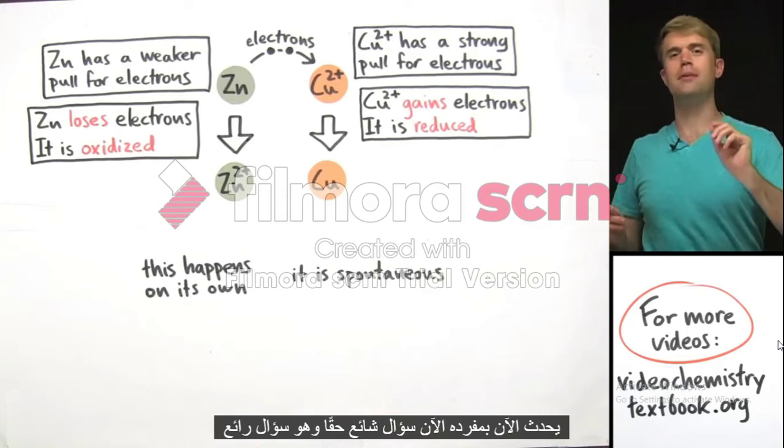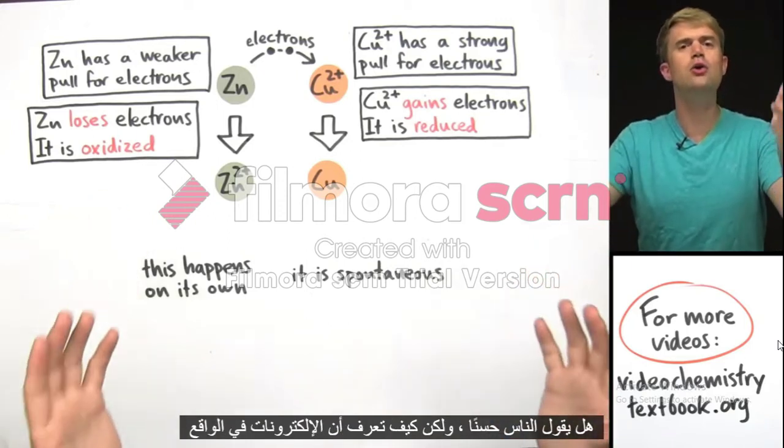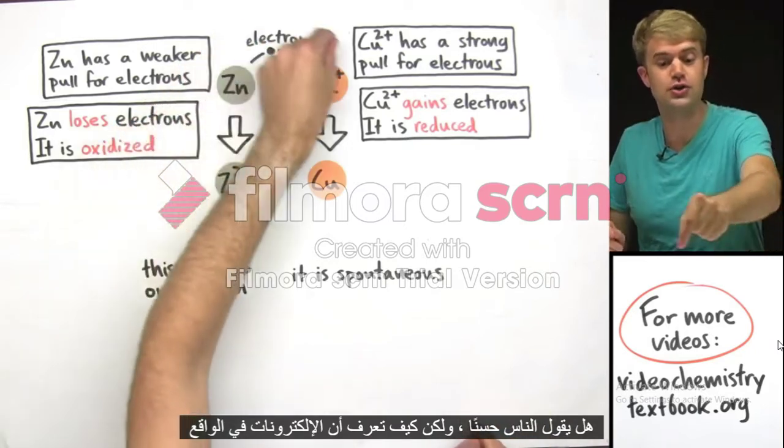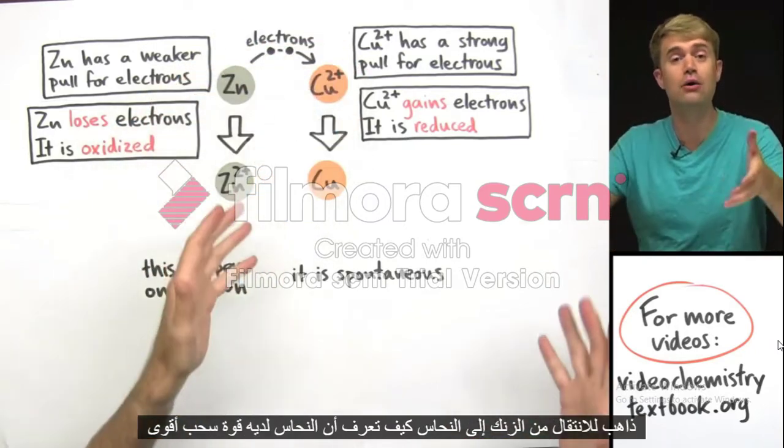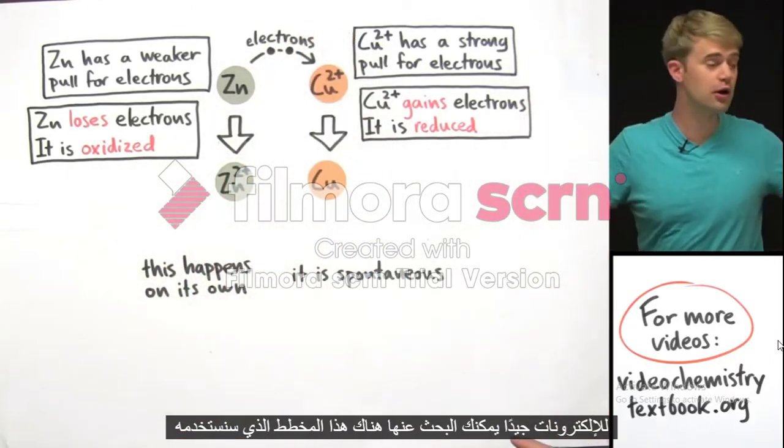Now, a really common question, and it's a great question, is people say, okay, yeah, but how do you actually know that the electrons are going to move from zinc to copper? How do you know that copper has a stronger pull for electrons? Well, you can look it up.